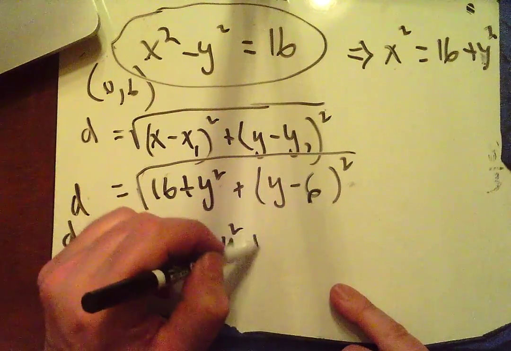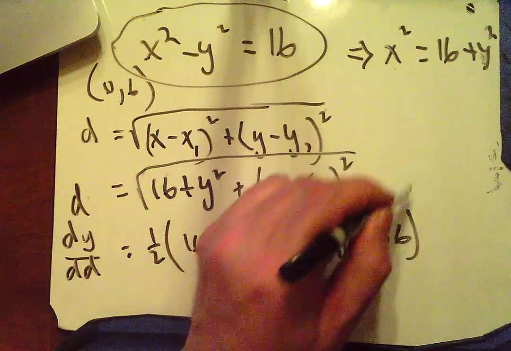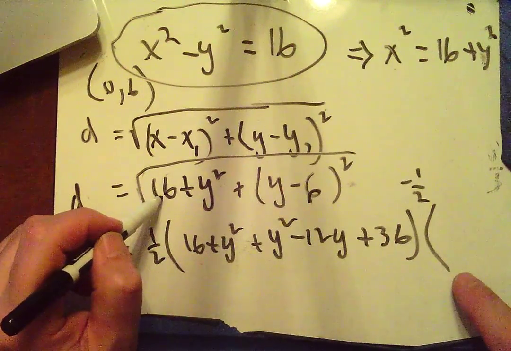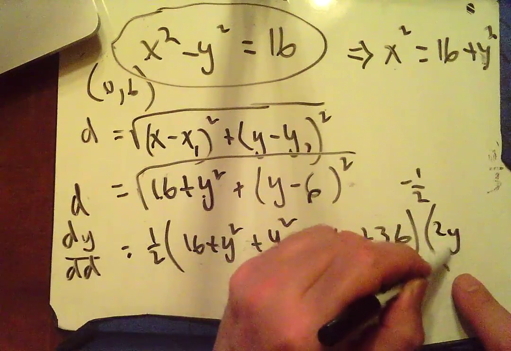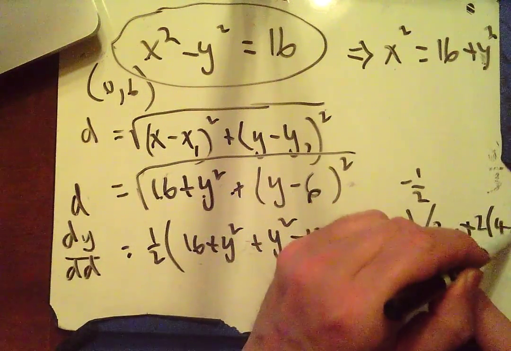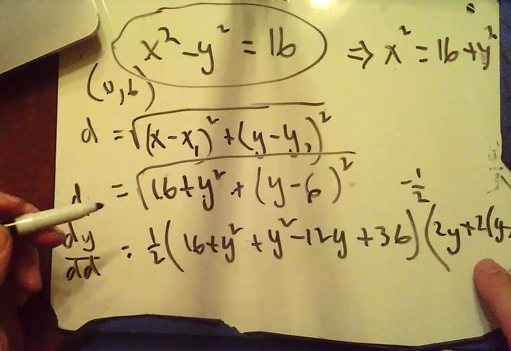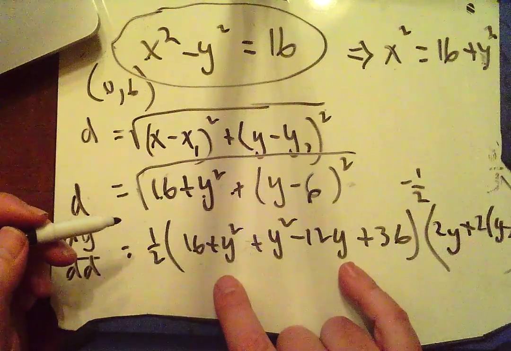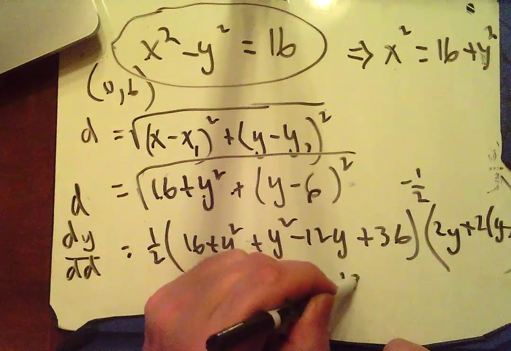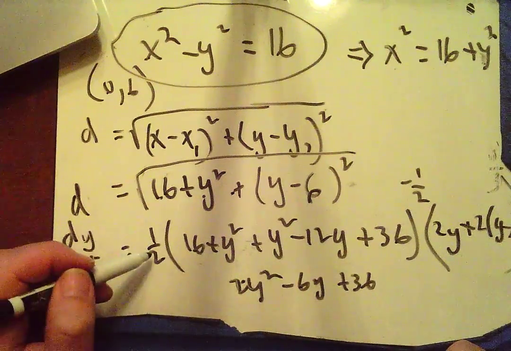16 plus y squared plus, FOIL this out, y squared minus 12y plus 36 to the negative 1/2. And now we want times the derivative of the inside. Derivative of that is 0. The derivative of that is 2y plus the derivative here is going to be bring down 2. And then finally, the derivative of the inside is 1. So I can combine like terms here: 2y squared minus 6y plus 36. And that's all under a radical in the denominator with that 1/2.